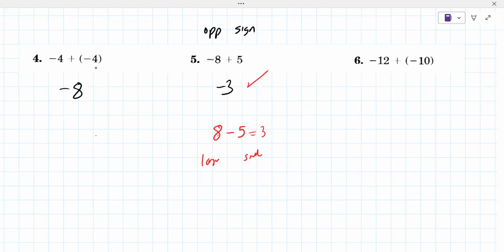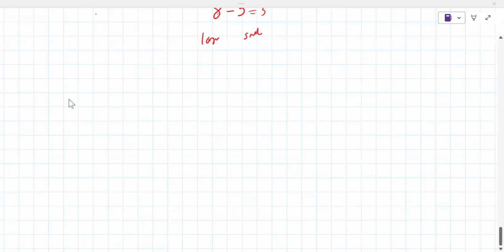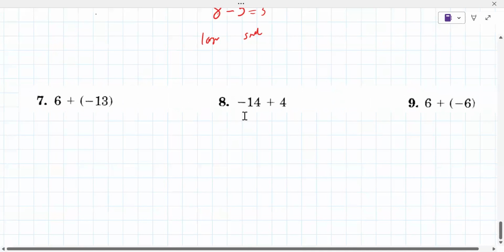-12 plus -10. That should be -22. It is -22. Good. Okay, we're going to keep doing these because I think you need to practice here. Maybe take a short break in a few minutes. But we've got some momentum here. All right.